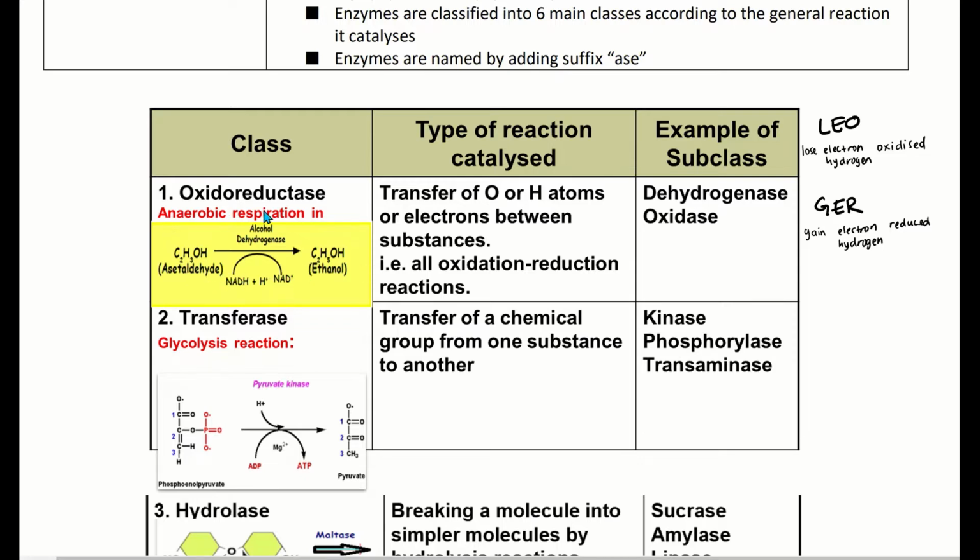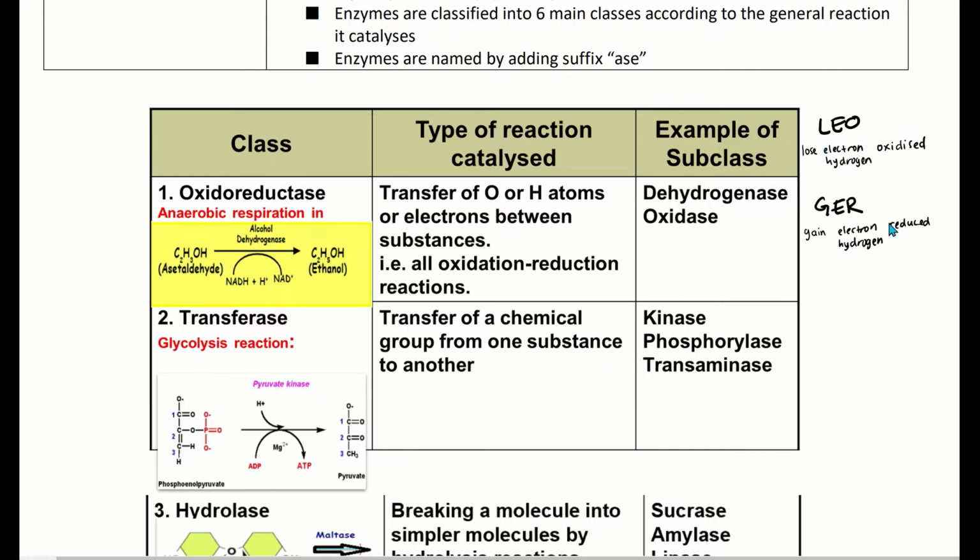Ini nanti kita belajar chapter 5 anaerobic respiration. Acetaldehyde, dia C2H4O jadi C2H5OH. So kita transfer apa? Kita transfer hydrogen. Tengok ada ni tadi 4, kat sini 6. So enzim dehydrogenase ini, alkohol dehydrogenase ini di bawah kelas oxidoreductase. Yang ni saya tulis siap-siap lah, nanti kita akan tengok balik.